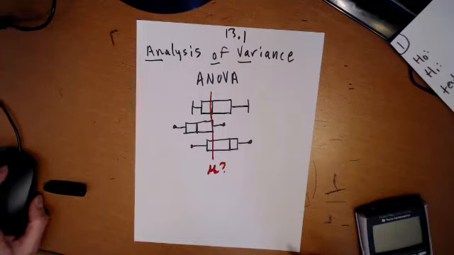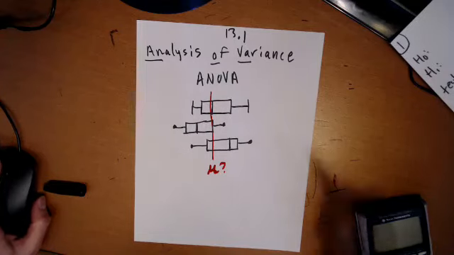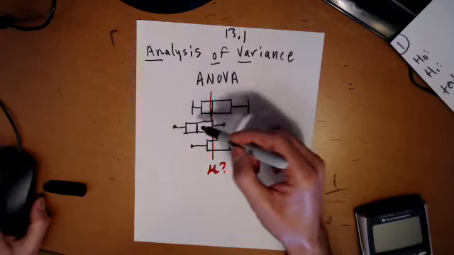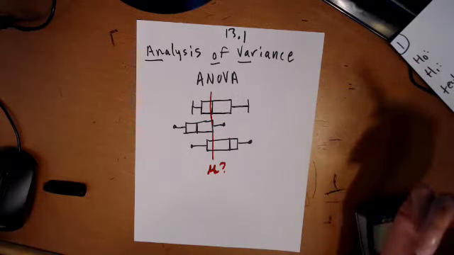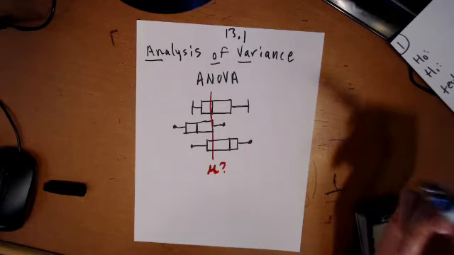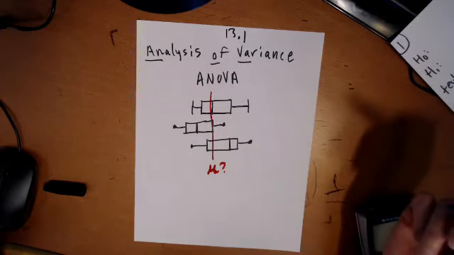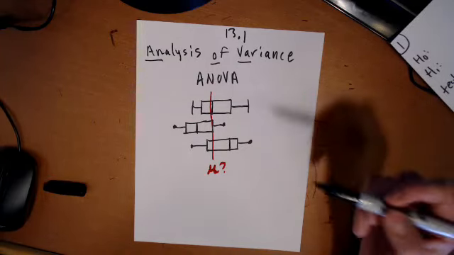So the minimum requirements: each sample is a simple random sample, SRS. Independent, so what I sample from this group has no effect on what I sample from that group. Normally distributed populations, so usually I always say assume we're sampling from a normally distributed population. And the populations have equal variances or standard deviations.